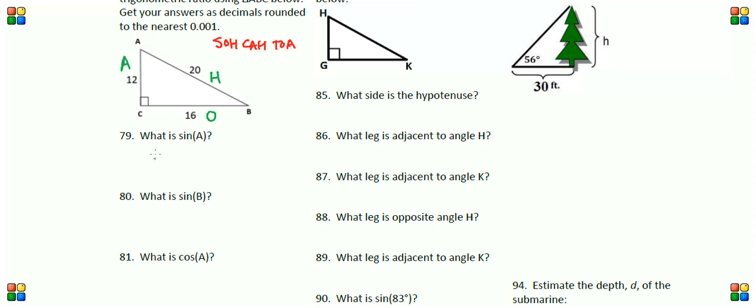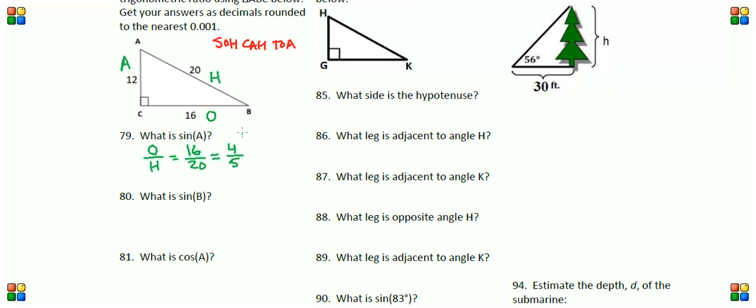So what is sine of A? Well, sine of A is going to be equal to the length of the side that is opposite over the length of the side that is the hypotenuse. Remember that sine equals opposite over hypotenuse? Well, the opposite side is 16, and the hypotenuse length is 20. And we can go ahead and reduce that. 16 divided by 4 gives us 4. 20 divided by 4 gives us 5. So the answer, what is the sine of angle A? Based on these triangle side lengths, it is 4 over 5.